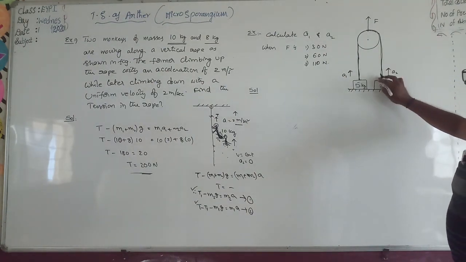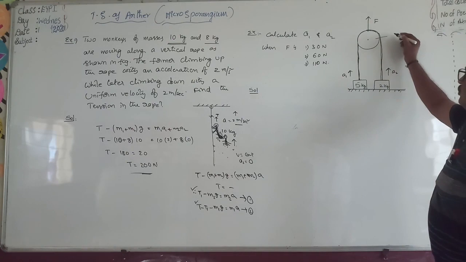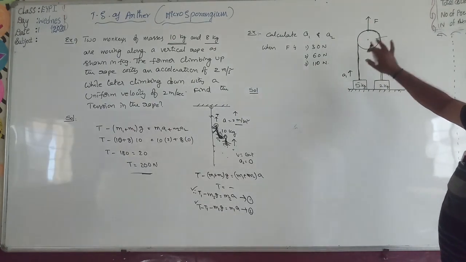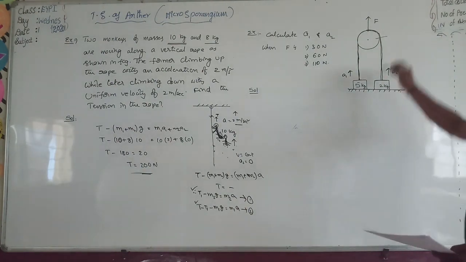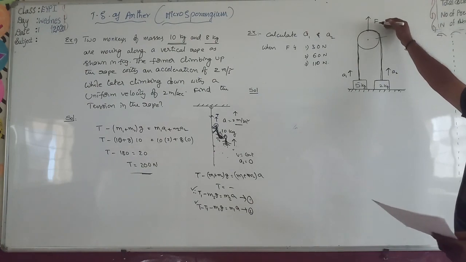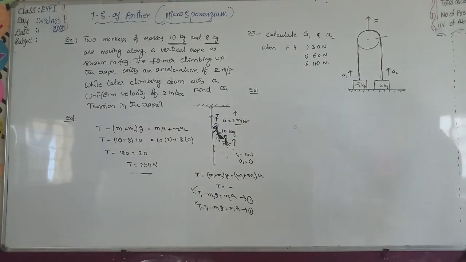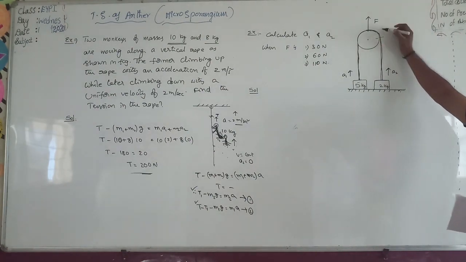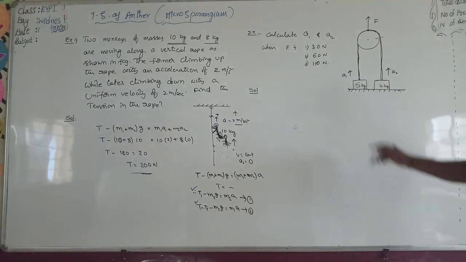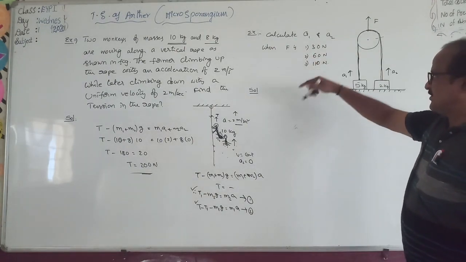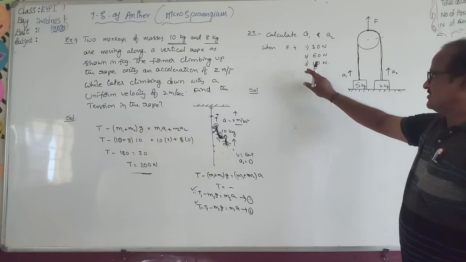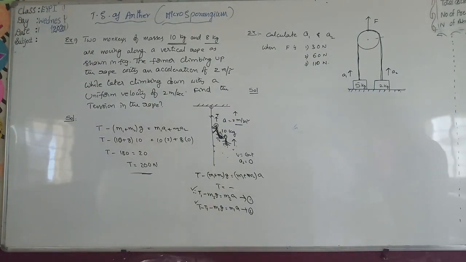The string passes through a frictionless pulley. The pulley is frictionless as well as massless. An upward force capital F is applied on the pulley, and it is maintained at a constant rate. Find the accelerations A1 and A2 of the 5 kg and 2 kg blocks when the applied force capital F is 30 newtons, then 60 newtons, and the third one is 110 newtons.